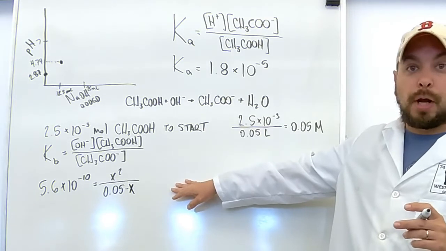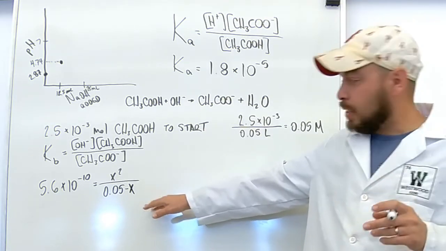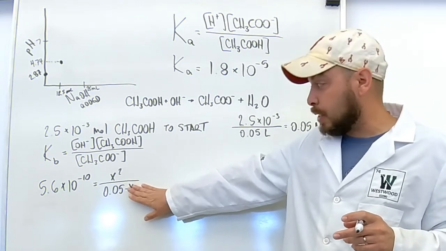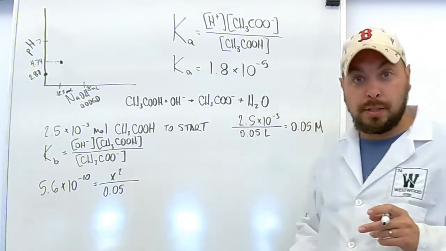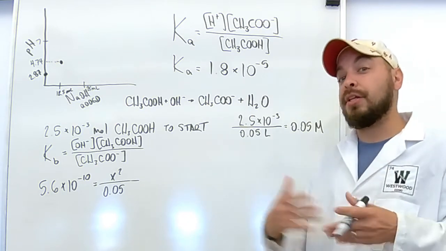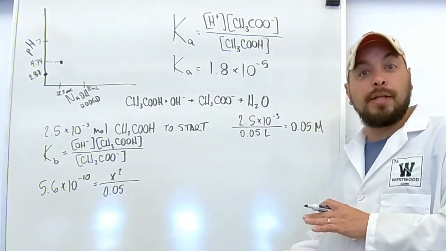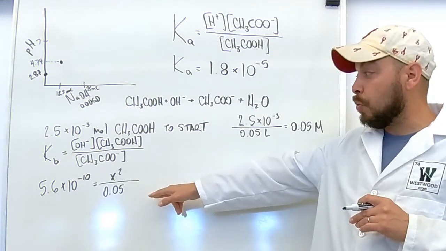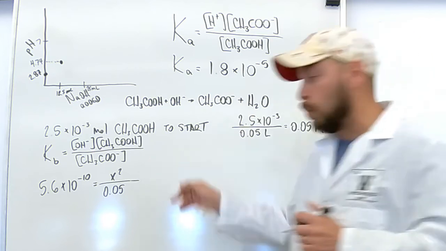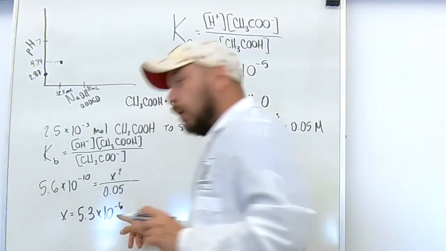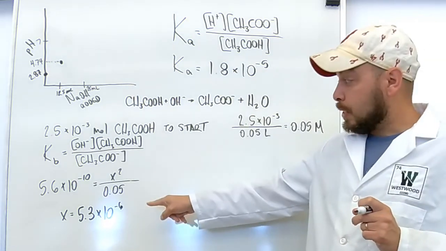With the x squared problem again, I'm going to set it up looking like this, where it's 0.05 minus x, but I'm going to not solve with the x initial. I'm just going to ignore that for the moment. If I end up seeing the x values a little bit too big, I might need to go back and adjust, but right now we're going to ignore it for the ease of solving. In this situation, when I solve for x equals 5.3 times 10 to the negative 6.